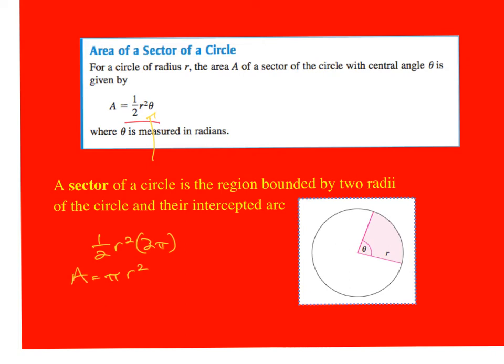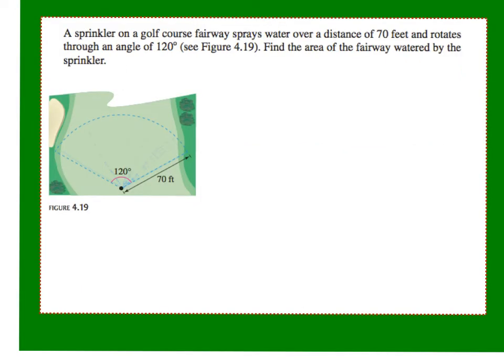So an entire circle is what? Pi r squared. All right? So these formulas you've actually been using for a long, long time, but now you can just go straight there, to whatever angle you want, as long as you're in what mode? Radians. All right, let's do one.